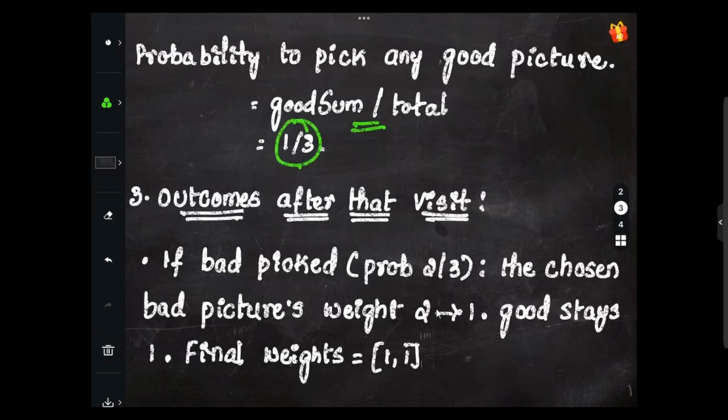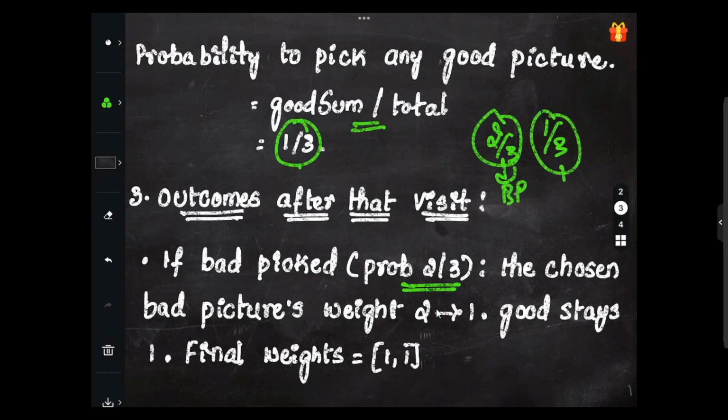This one will be 1 by 3. This is fine, simple. Now the outcomes after that particular visit, right? So if bad is picked, then probability will be 2 by 3. For the bad picture it's 2 by 3, and for the good picture it's 1 by 3, right? So this one let me give here BP, and this one let me give here GP, right? So here if bad is picked, probability would be 2 by 3.